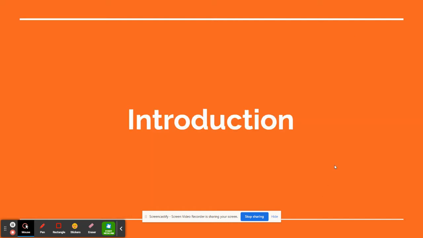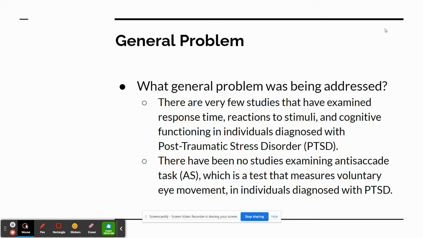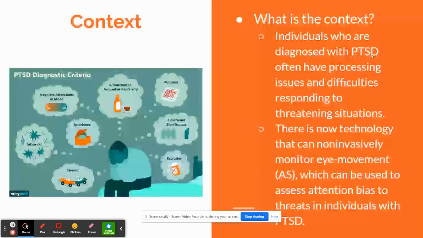So here is my introduction section. Okay, so the general problem. What general problem was being addressed? There are very few studies out there that have examined response time, reactions to stimuli, and cognitive functioning in individuals diagnosed with post-traumatic stress disorder. So that's one of the reasons why the study was conducted, to be one of the first studies of this kind. And there also have been no studies examining anti-saccade task AS, which is a test that measures voluntary eye movement in individuals diagnosed with PTSD, which is another reason why this study is being conducted.